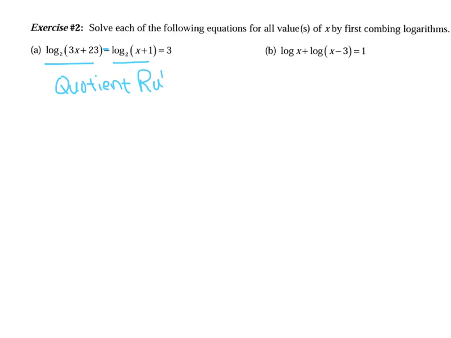Alright, what I need you to make sure we do is when we condense, we're condensing it into one log term. We're only going to write the word log once. Tell yourself you're not allowed to write the word log more than once. It's going to be the quantity 3x plus 23 divided by the quantity x plus 1. I know that looks messy, but it's not as bad as you think.